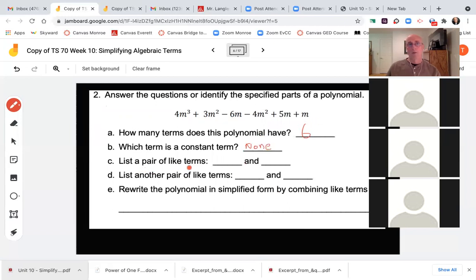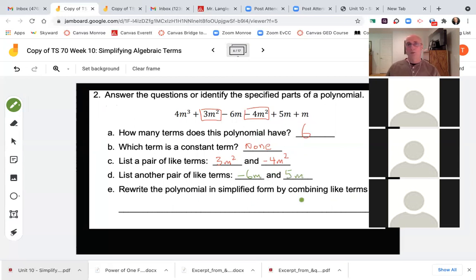List a pair of like terms. I've got 4m to the third, 3m squared, minus 6m, minus 4m squared. Oh, here's m squared and here's m squared. So 3m squared is like minus 4m squared. These match. Likewise, it says list another pair. Well, I've got minus 6m plus 5m. These are like terms, minus 6m and 5m. And then m's all by itself.